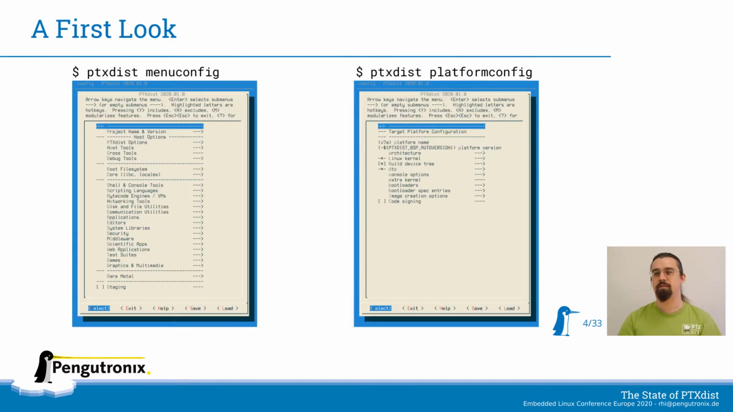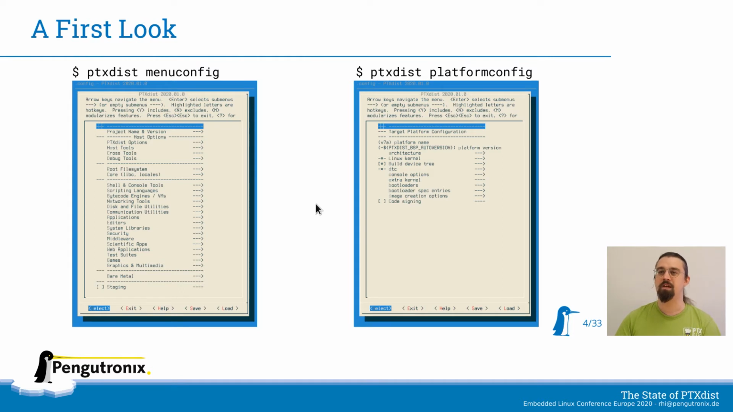Okay, first look. What you will see when you're working with PTXdist are these two menus. As I already said, we're using Kconfig for that. On the left here, we have a menu config for the user space configuration. So there's everything in it. I don't know if you can read it. Probably only the people in the virtual first row can read it. Like shell and console tools, scripting languages, communication utilities, applications, editors, and so on. So this is where you would select the software that you want to have on your target.